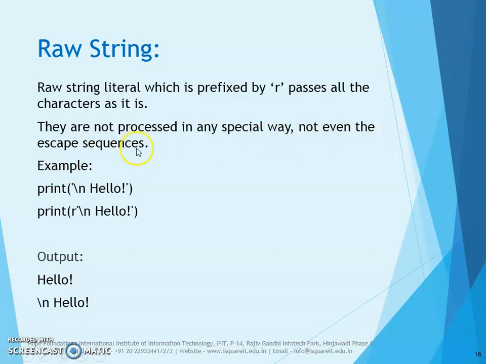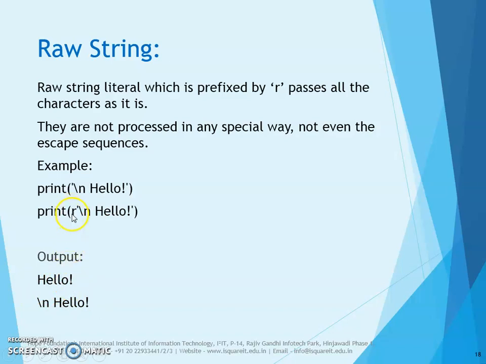So what do we mean by this? For example, we are trying to print this: print in single quotes. Now here one \n is written. The meaning of \n is new line. On a new line we want hello, so it will give us hello on a new line.